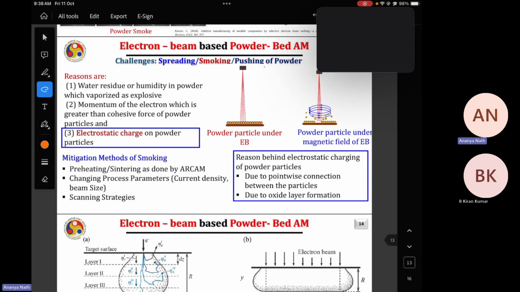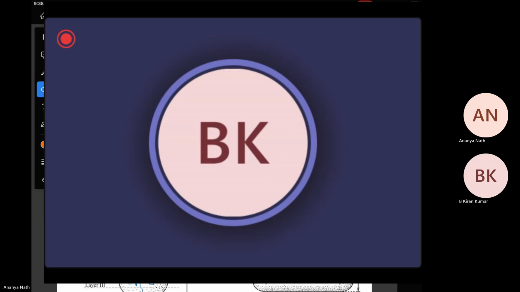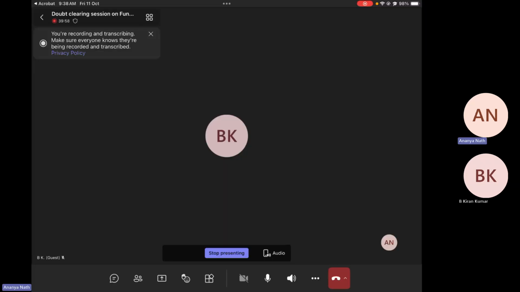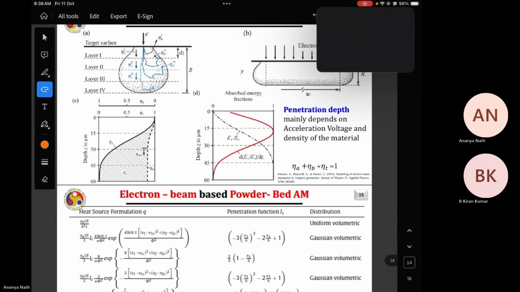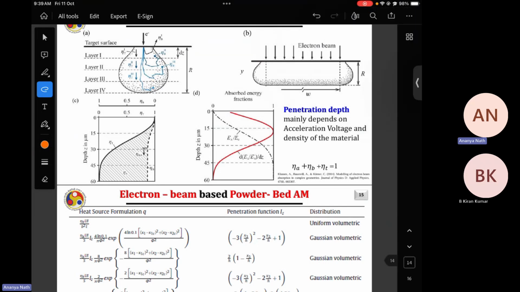Another problem is that the electrons are hitting the powders, so the powders can get electrostatically charged. As electrons are negatively charged, the powders will get negatively charged, and if all the powders are negatively charged, they can repel each other. That is another problem regarding this process. If your electron beam is penetrating inside the metal, you'll get a very nice melt pool profile. But as the layer thickness is very small, the penetration depth inside the melt pool should not be very high. So that also you have to control.